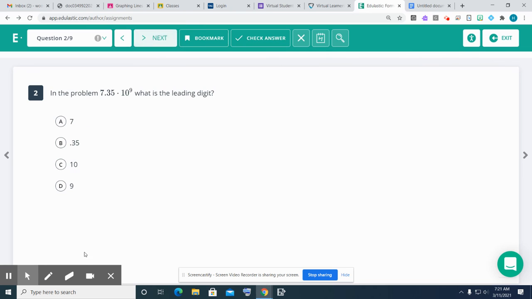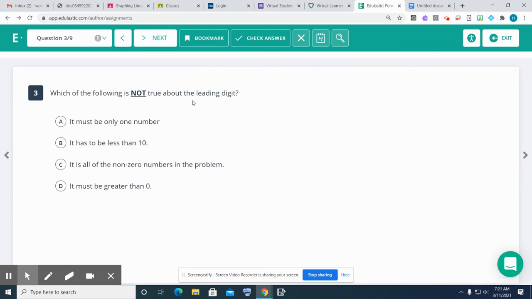Okay, your next question wants to know what the leading digit is in that problem. And then which of the following is not true about the leading digit? Okay, the leading digit must only be one number. It has to be less than 10. It is not all of the non-zero numbers in the problem, and it must be greater than 0. So which of those is not true?